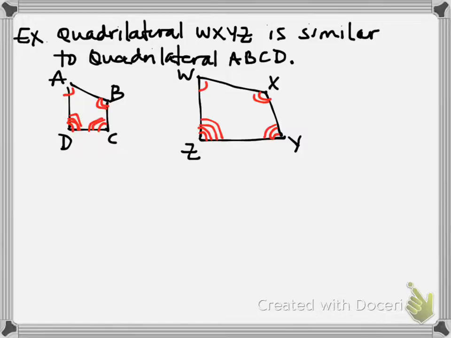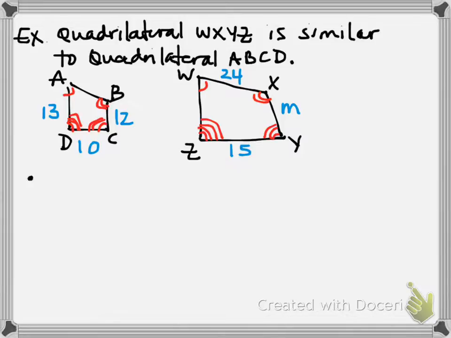Now, in addition, I'm going to give you some values. The length of AD is 13, the length of CD is 10, and the length of BC is 12. The length of WX is 24, the length of XY is unknown, it's M, and the length of YZ is 15.